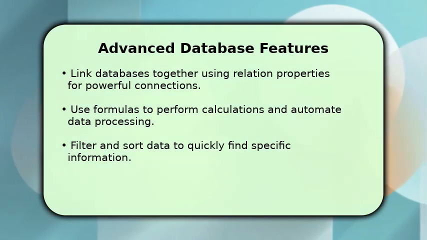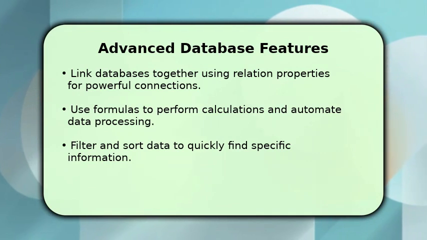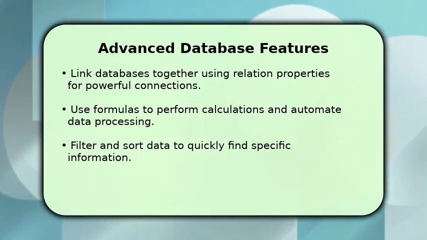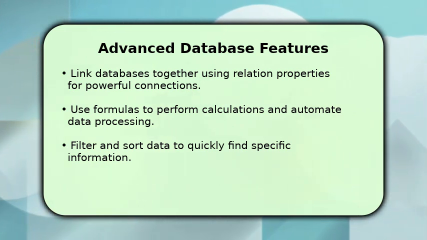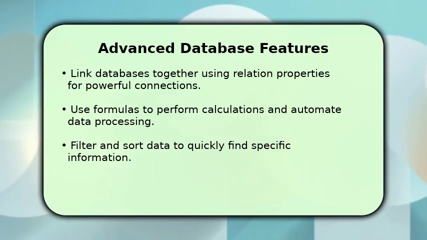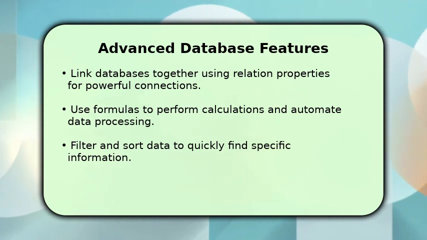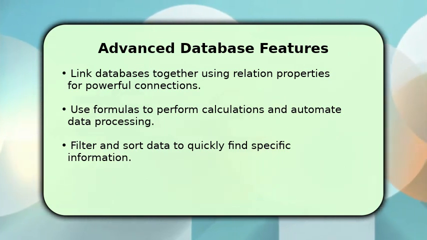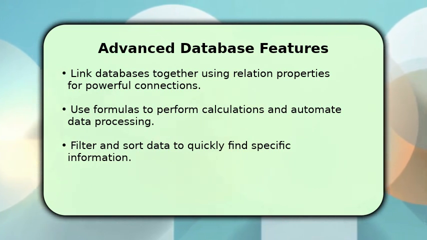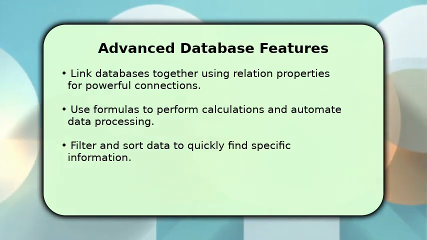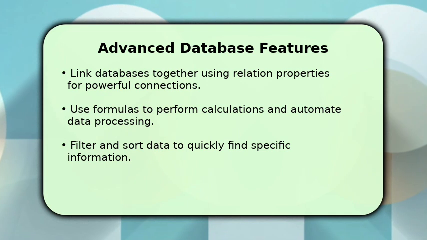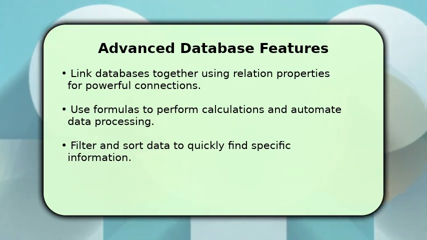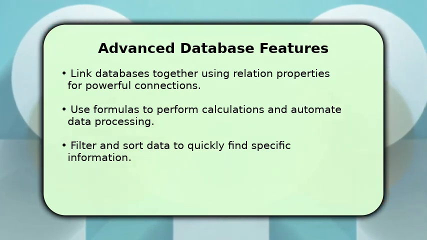Notion databases offer several advanced features to enhance your organization. One powerful tool is the relation property, which allows you to link items across different databases, creating interconnected systems for projects and tasks. You can also leverage formulas to perform calculations, automate status updates, or combine information from various properties. Furthermore, filtering and sorting capabilities enable you to quickly narrow down your data to find exactly what you need, whether it's tasks due this week or items assigned to a specific team member.